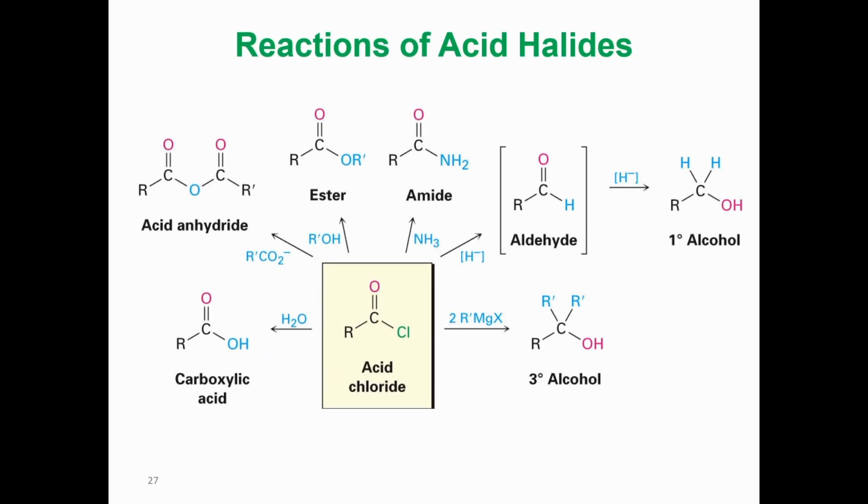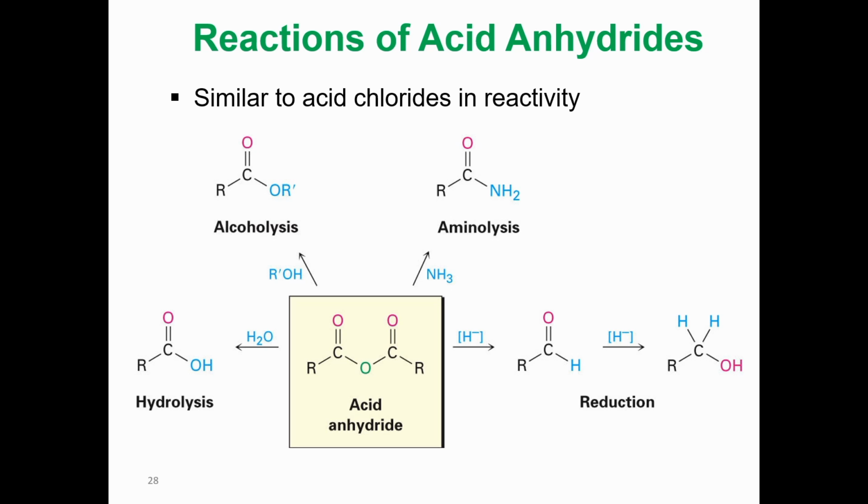How does acid halide react? Just like we said, under hydrolysis we form carboxylic acid. When reacting with a carboxylic acid, we form acid anhydride. When it's going to react with alcohol, we form ester. With ammonia, we form amide. Under reduction, we form aldehyde, and further reduction to alcohol. When reacting with Grignard reagent, tertiary alcohol is formed.